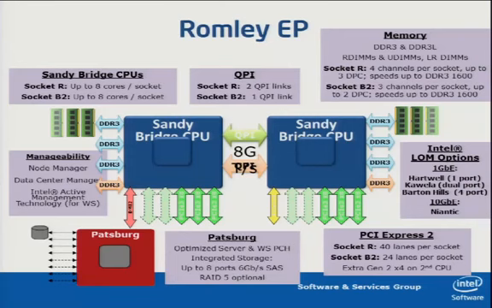There are QPI links between the processors, 2 of them, running at 8 gigatransfers per second. The processors have, in the most powerful stage, 4 memory channels, being able to consume DDR3 1600. What else do we have? I think that's basically most of the important stuff. There are always smaller configurations that are possible.